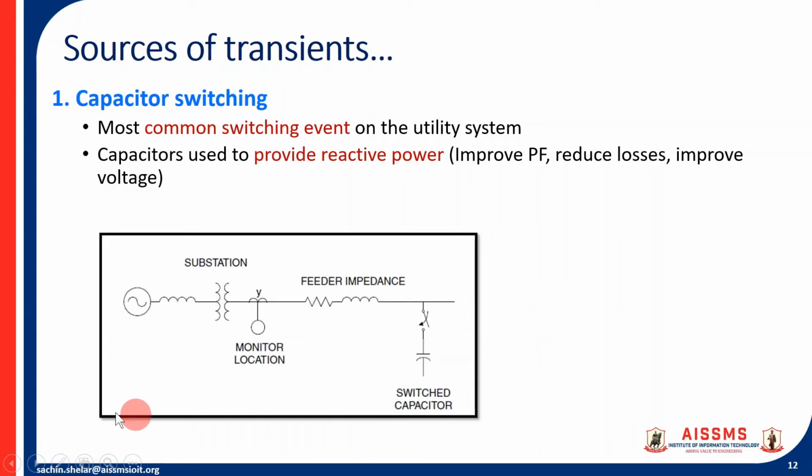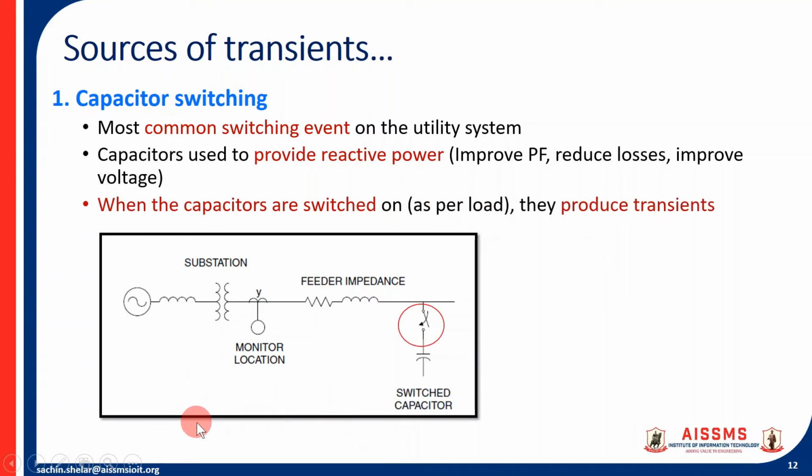So just observe this diagram. This is the generating station. From there it comes to a substation. From there a cable goes to another substation or a customer, and there is a capacitor to improve the power factor, and this is the monitor location. If we connect our Fluke analyzer here and put it in transient mode, it can capture whenever a transient comes.